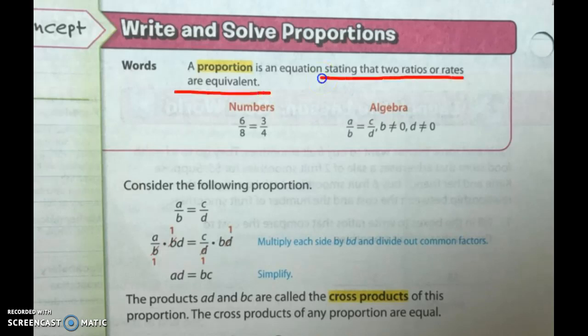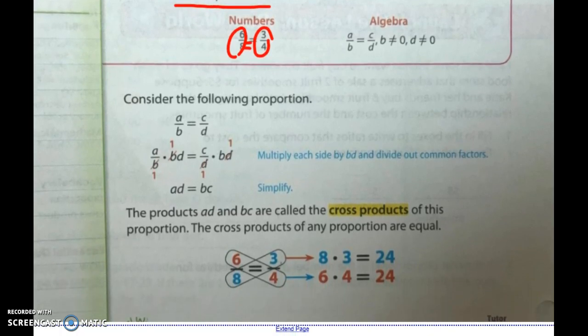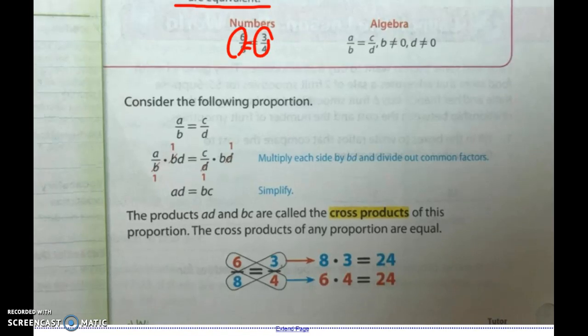Y'all have seen this before, where we have a fraction or a ratio on one side and another on the other side of the equation. And you guys have already learned how to solve that. You call it the butterfly method, right? So we know that cross products of proportions are equal.